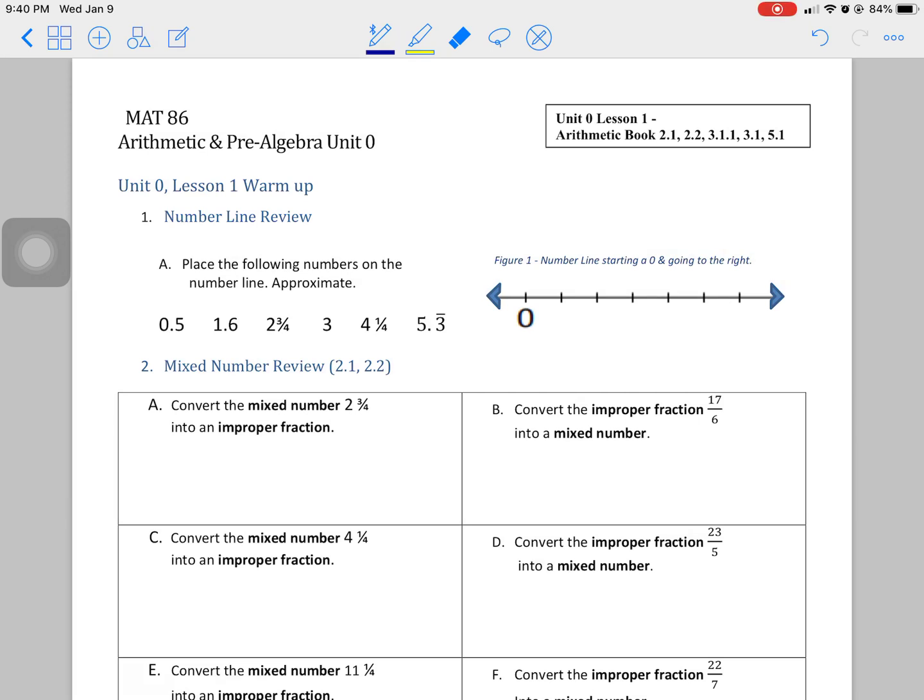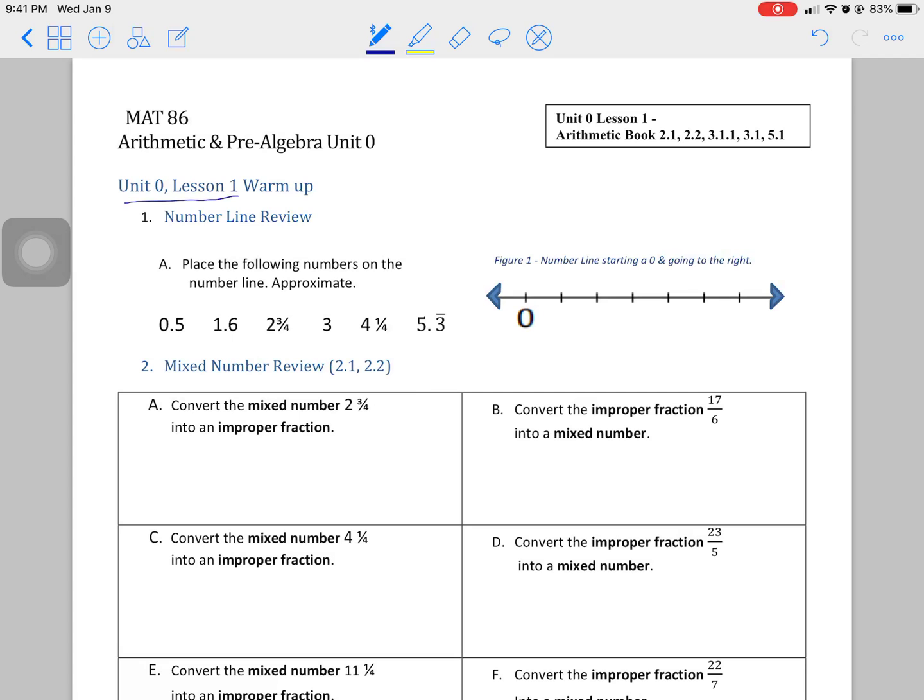Okay, so let's do Math 86, Arithmetic and Pre-Algebra Unit 0, Lesson 1. We're going to do the first 2 pages, and I'm going to do the decimals on another video. So the first page is about mixed numbers and a number line, and so right here we're doing Unit 0, Lesson 1 warm-up.